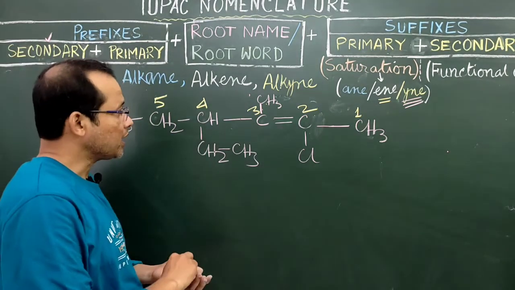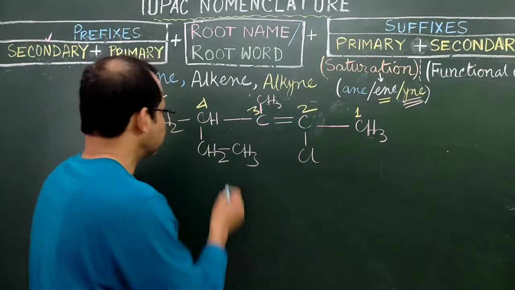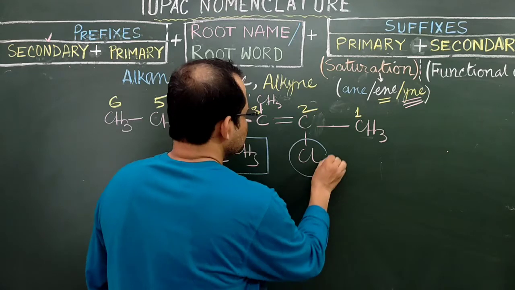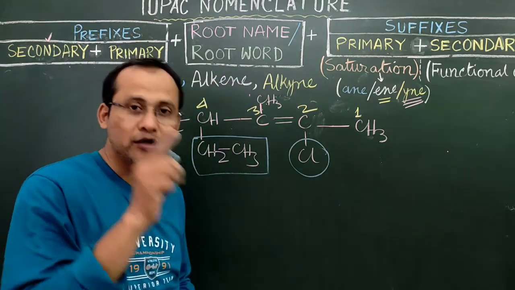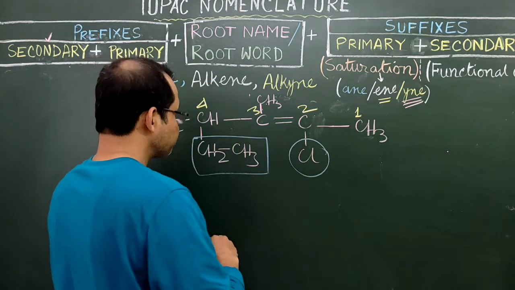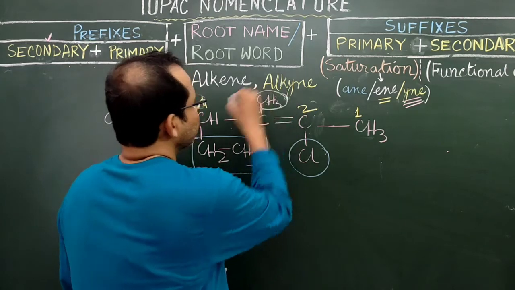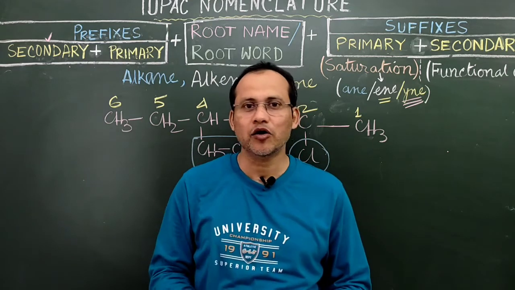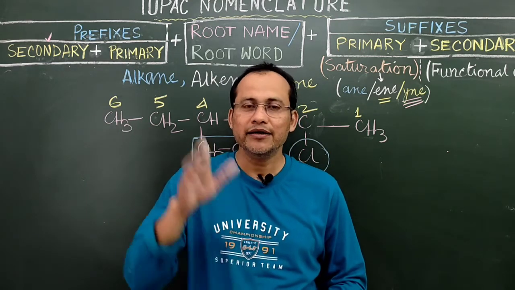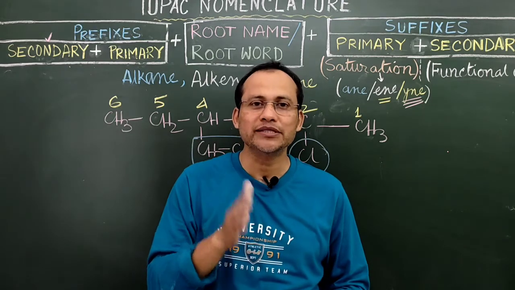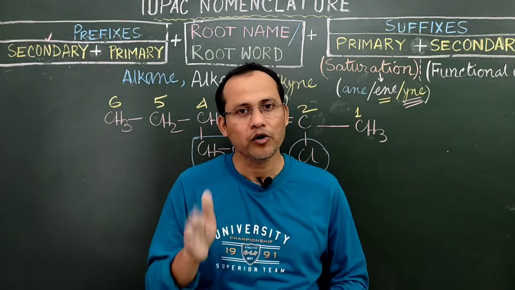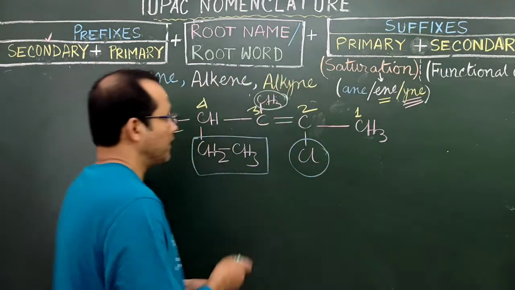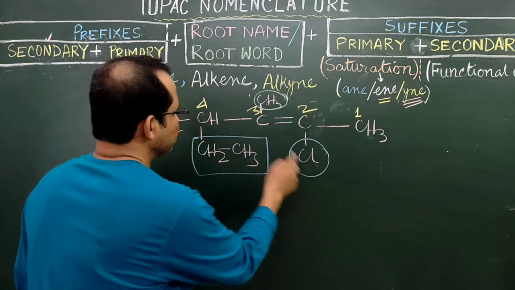Now which are remaining as side chains? Here one ethyl group, here one chlorine which will be mentioned as chloro, and here one methyl group. So 3 substituents are there. When multiple side chains or substituents are there, then the names of the side chains are to be mentioned according to their alphabetical order. So here also the same thing will be followed. So alphabetically this comes first, so that will be mentioned first.